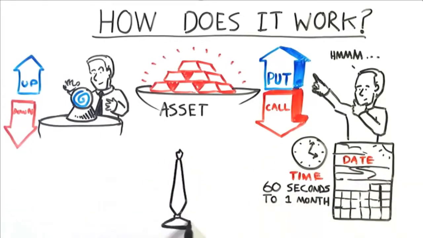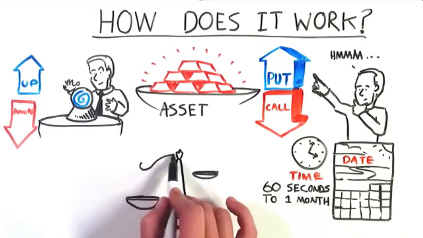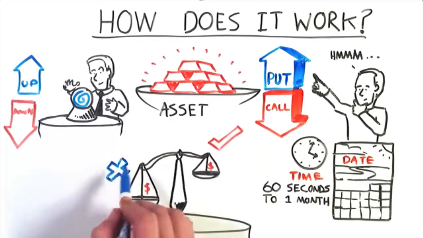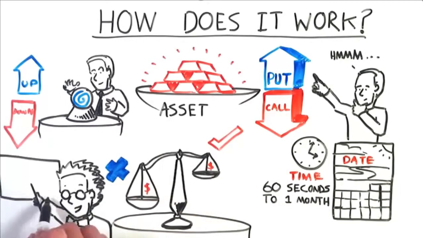When the trade ends, the price will be compared with the price when you started the trade, known as the strike price, to determine whether your prediction was right. Simple, isn't it? Let's look at an example.